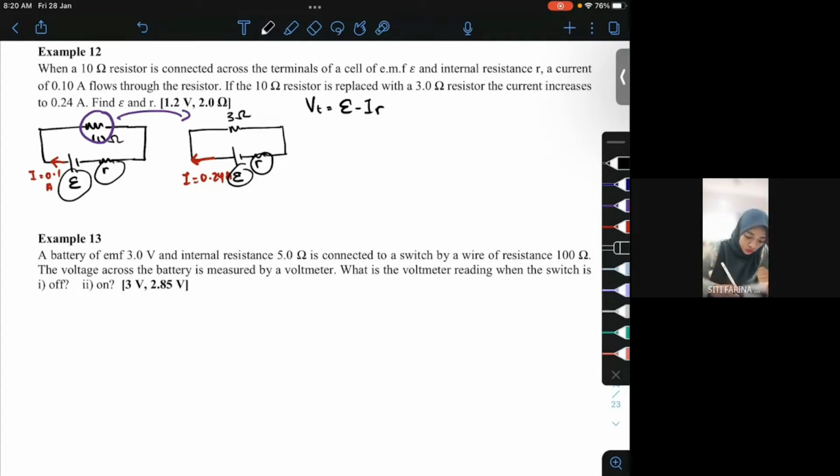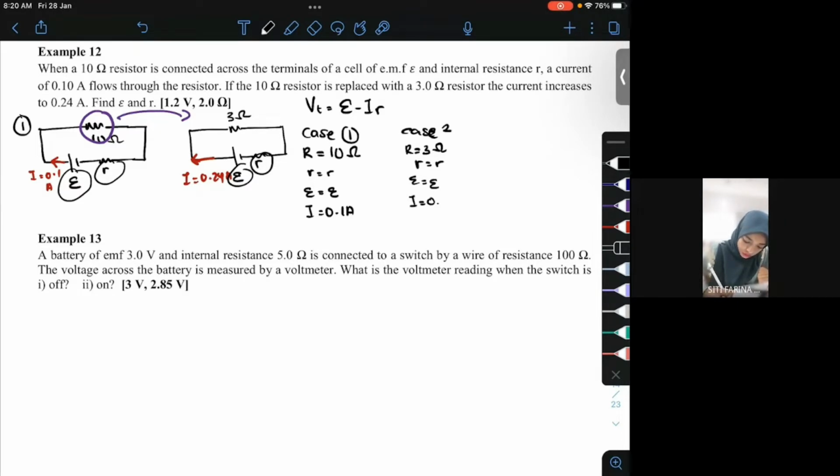Okay, so case 1. Okay, ini case pertama kita. You have your R, external resistance 10 ohm, internal resistance unknown, itu yang kita nak cari. EMF juga, kita ada current sebanyak 0.1 ampere. Dan case kedua kita, case 2, kita ada R, dah berubah, 3 ohm, r masih sama, EMF masih sama, and the current now changes to 0.24 ampere.